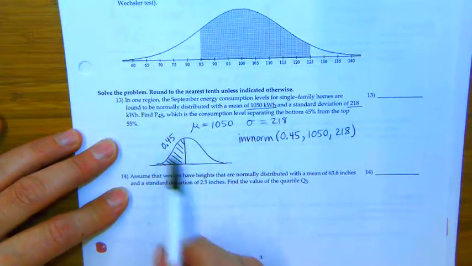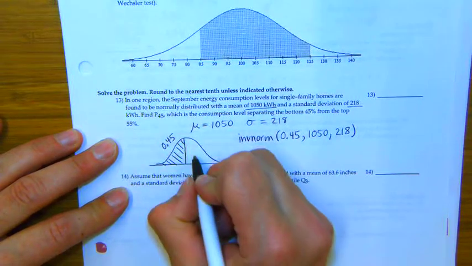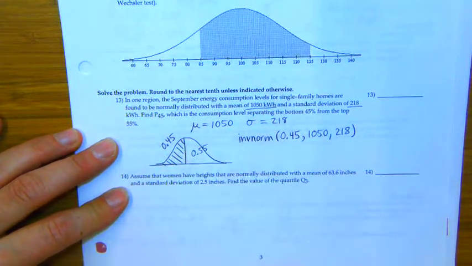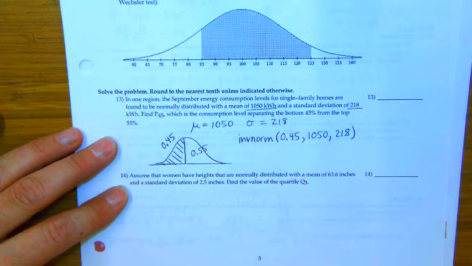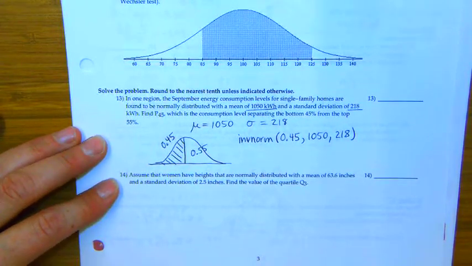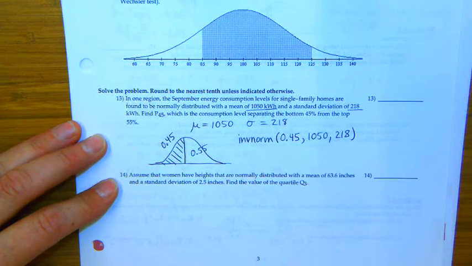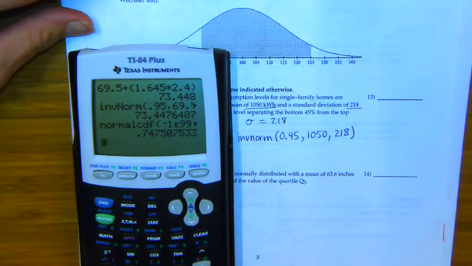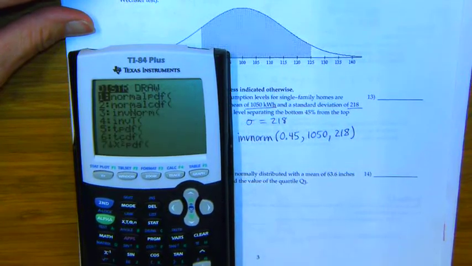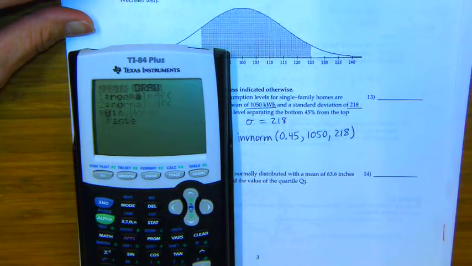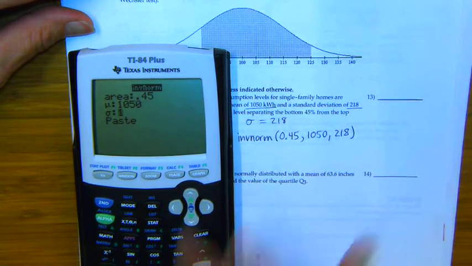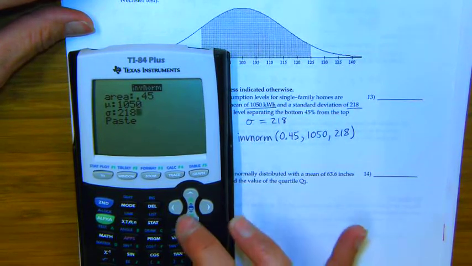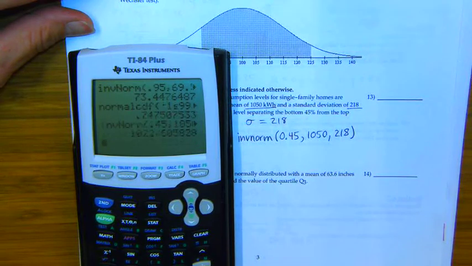By the way, it says the bottom 45%, the top 55%. Obviously, the area to the right is 0.55. But when we're using inverse norm, we always have to use the area to the left. So very, very important over here. So let's look at this. We're going to go to second distribution, arrow down to inverse norm, put in the area to the left, which is 0.45, put in our mean, 1,050, put in our standard deviation of 218, and then hit enter twice.